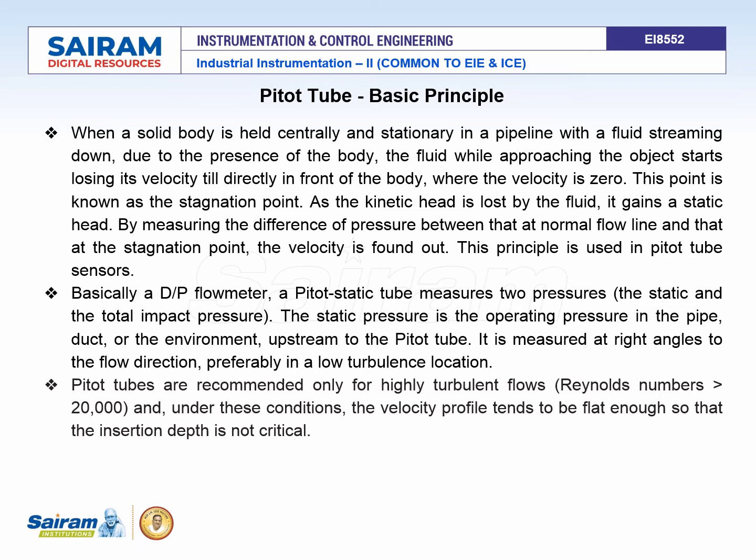Basically, it is a differential pressure flow meter. The pitot static tube measures two pressures: one is the static and the other is the total impact pressure. Static pressure is the operating pressure in the pipe, duct or the environment upstream of the pitot tube. It is measured at right angles to the flow direction, and pitot tubes are highly recommended for highly turbulent flows whose Reynolds number is greater than 2000. At this condition, the velocity profiles tend to be flat enough so that the insertion depth is not critical.